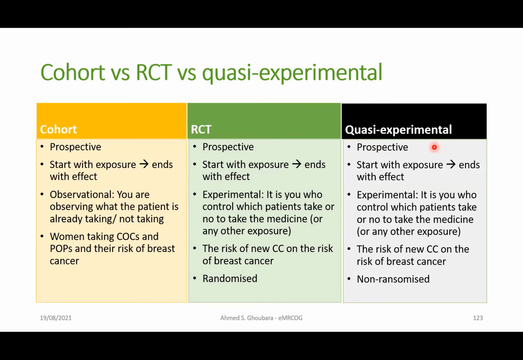So they're both prospective. They both start with the exposure and end with the effect, right? And quasi-experimental study, same, experimental. So we are in control. We are telling which patient will take this one or that one through randomization. For this occasion, they are not randomized. That's the main difference between RCTs and quasi-experimental. Quasi-experimental, they're not randomized at all.